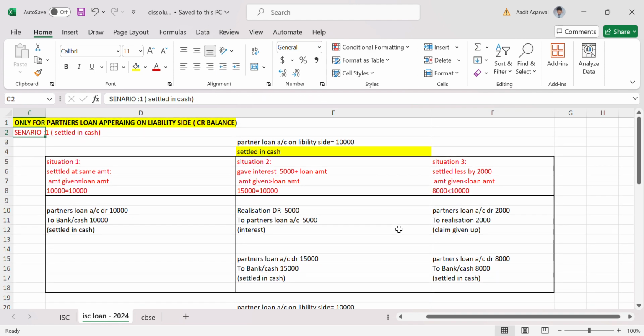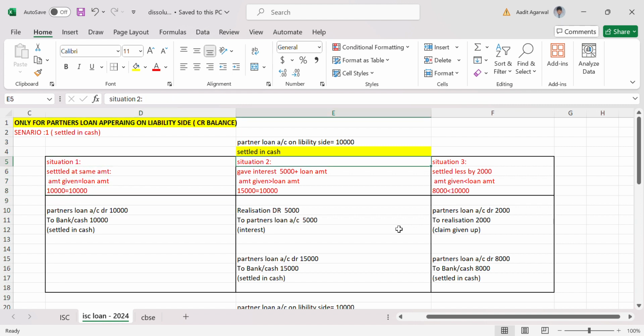In the first scenario, when the partner's loan account is settled by giving cash, then you have three situations. The first situation is when the same amount is given to him as his loan account. Suppose his loan account was 10,000 and we settle him by giving 10,000. So money is going out by 10,000. So bank or cash will be credited by 10,000 and his loan account will reduce by 10,000. So partner's loan account debit by 10,000.